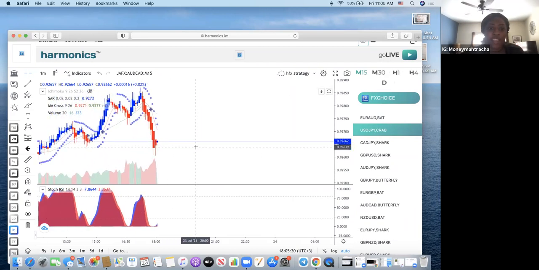I can't tell you what your entry point is because it's going to depend on a lot of factors. Are you taking 1 minute trades? 5 minute trades? 15 minute trades? Are you trading in consolidation, or is the market trending right now? Is it moving fast? Is it moving slow? There are so many factors.